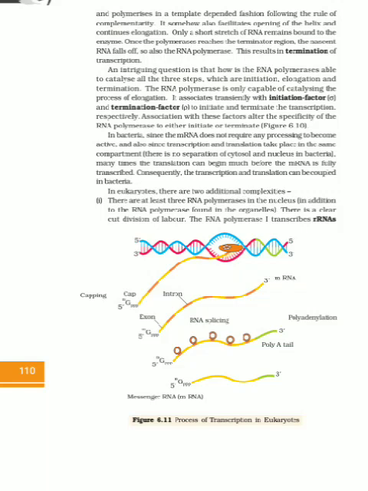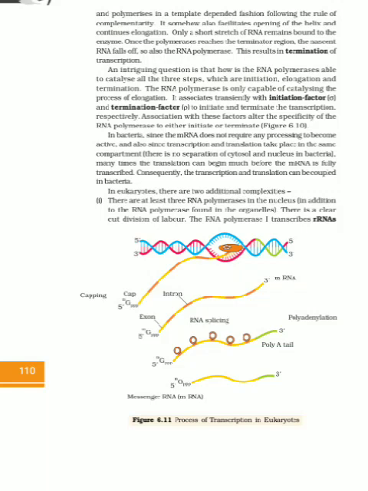In eukaryotes, there are two additional complexities. First, there are at least three RNA polymerases in the nucleus, in addition to the RNA polymerase found in organelles. There is a clear-cut division of labor.